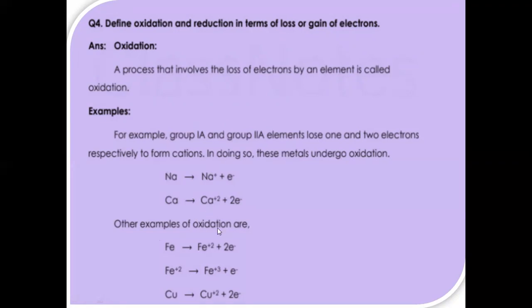Other examples of oxidation are iron, which after losing two electrons gets oxidized by forming ferrous ion, and the ferrous ion then further will lose one more electron to convert into ferric ion. And copper, after losing two electrons, is converted into cupric ion. So all these cation formations after losing electrons by a metal are called oxidation, because oxidation is loss of electrons.